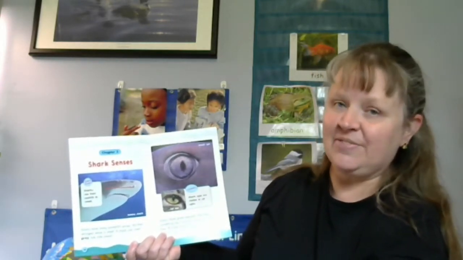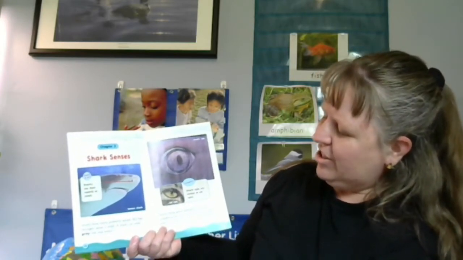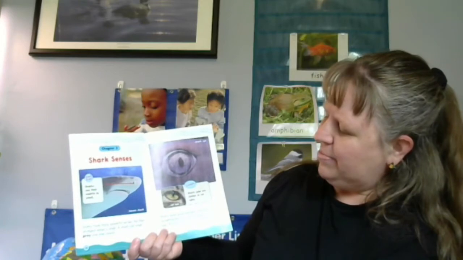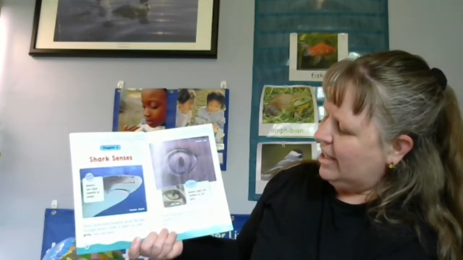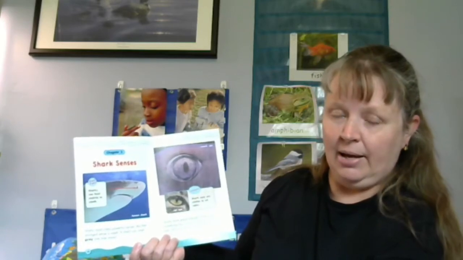Chapter 3, Shark Senses. Remember, we have our 5 senses to help us learn about the world, and sharks need their 5 senses too. Let's learn a little bit more about that. Sharks have many powerful senses, but their strongest sense is smell. A shark can smell prey 1 mile away.